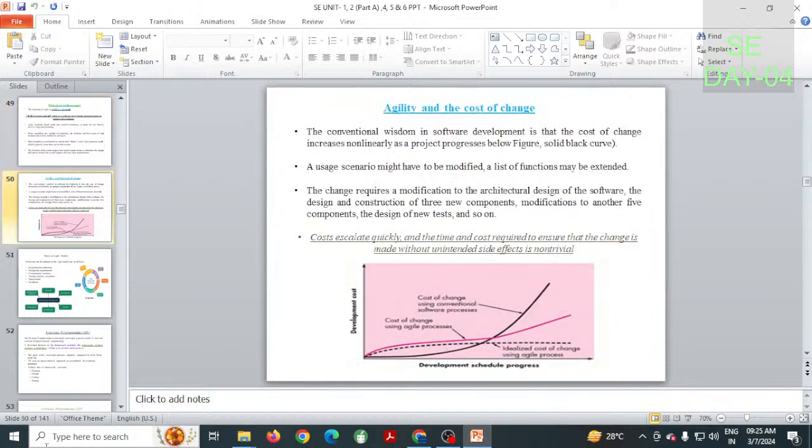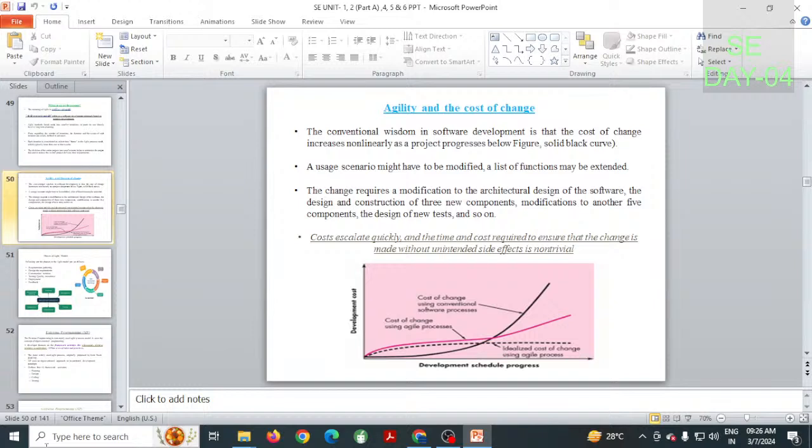Now, one thing we should remember is how agility is affected, or agility and the cost of change in agile development.